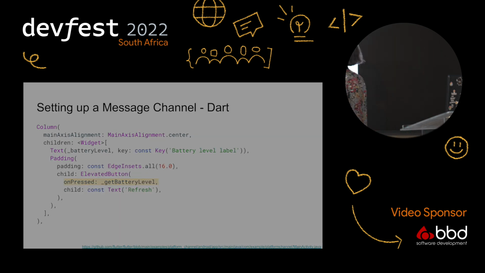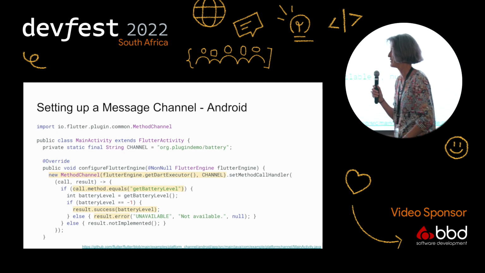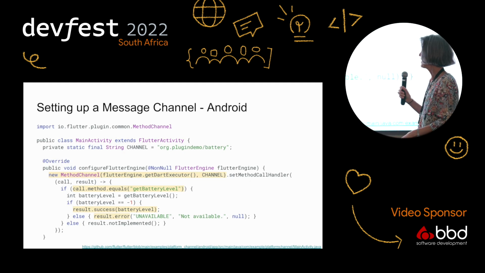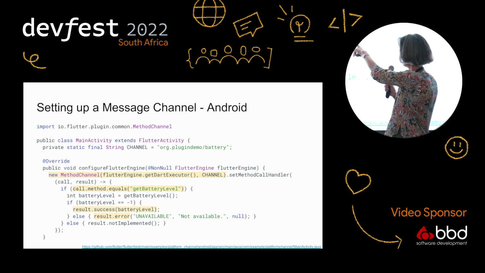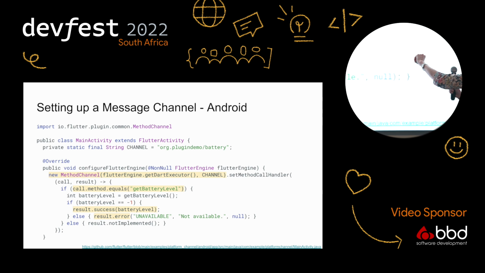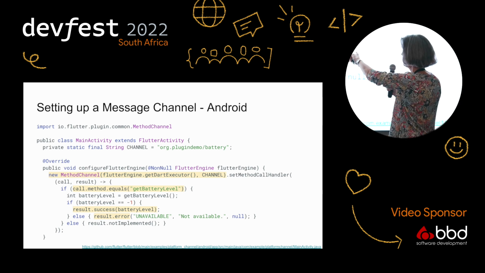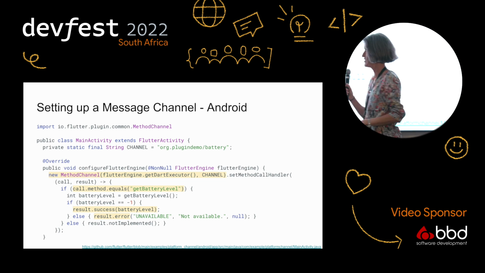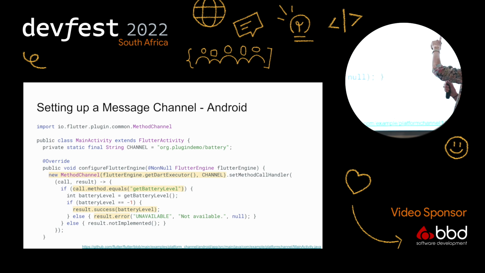On the Android side, you have a main activity anyway, and it typically looks quite empty. But we're going to add a few things to it. In the setup, we're creating a method channel. There should be the string somewhere. Oh yes, the string is defined as a constant and dropped into the method channel. And then on that method channel, I set up a handler.